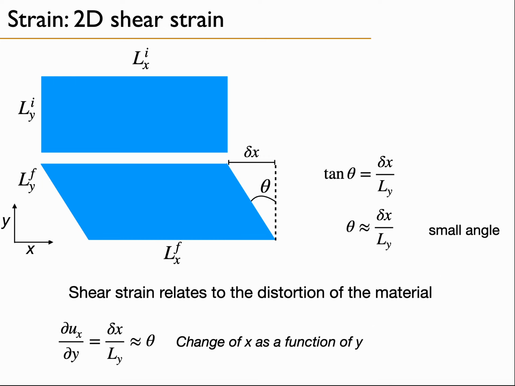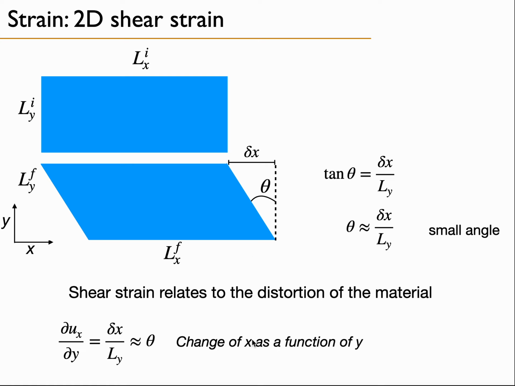Now we have another mode of deformation that we can introduce, and this is now the shear strain. The shear strain is related to the distortion of the material. So if we start with a rectangle and we change it into this shape here, what happens is that we will have an angle of shear.